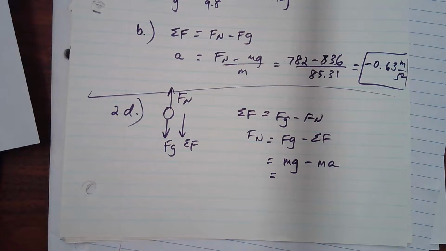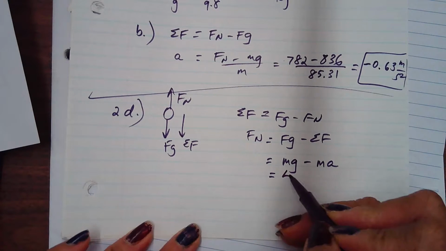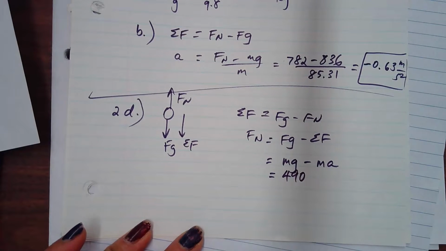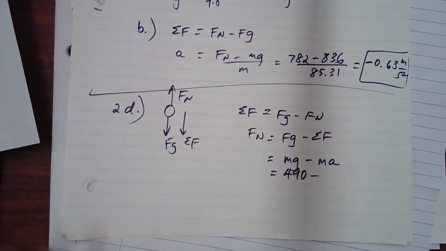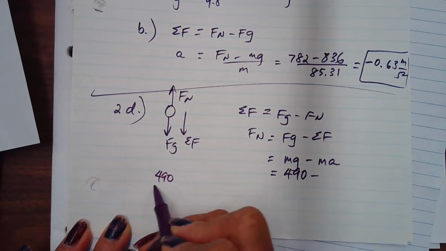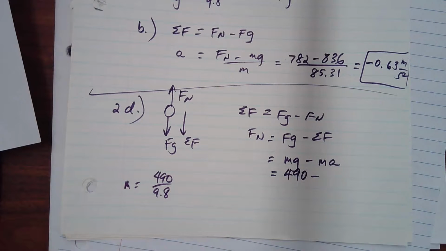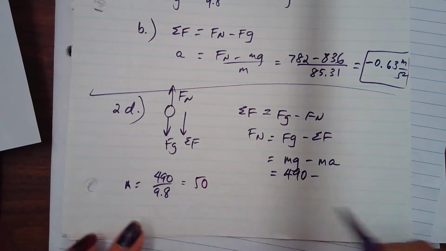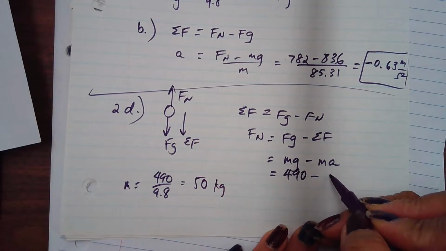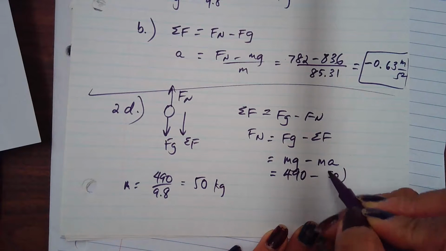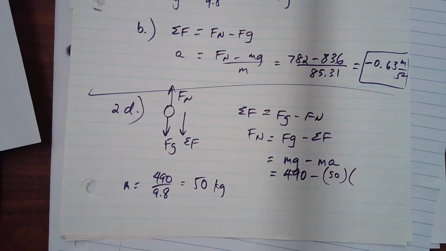And what's our mg? This is the elevator, right? Oh no, it's the person. Sorry, number 2 is a person weighing 490. So the true weight is 490 minus, what is the mass of the person? 490 divided by 9.8 is the mass, which is just 50 kilograms. So this is 50 kilograms times, what's the acceleration of this elevator?